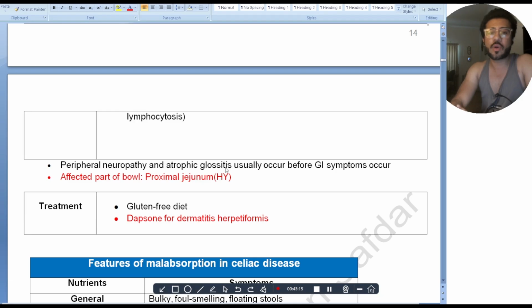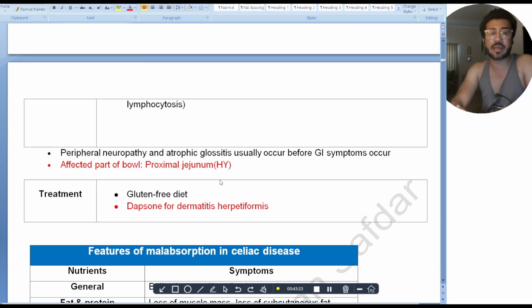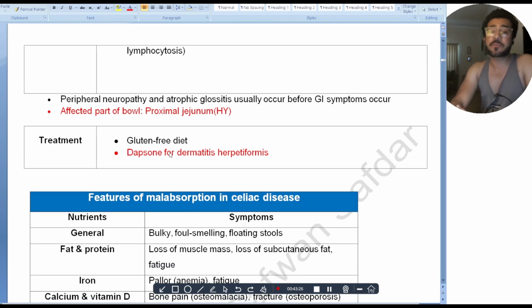Peripheral neuropathy and atrophic glossitis usually occur before GI symptoms occur. Affected proximal jejunum. This is a high yield. That's why I just stressed it again and again. So treatment, dapsone is used for the treatment of dermatitis herpetiformis, and obviously since celiac disease itself is a hypersensitivity reaction, you remove the antigen, that is, you revert to a gluten-free diet.